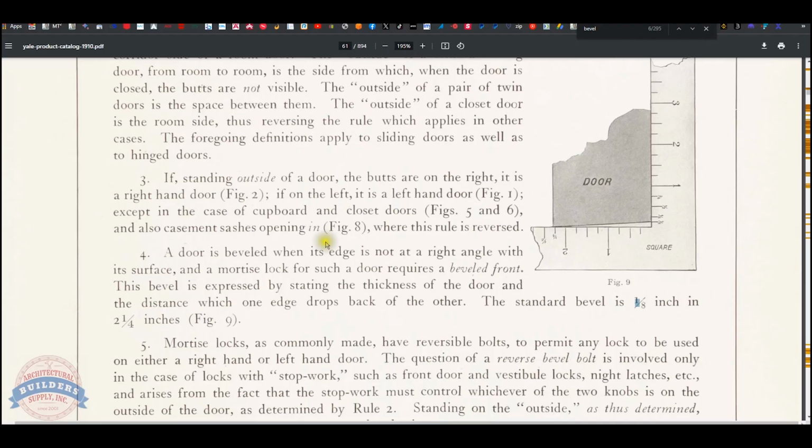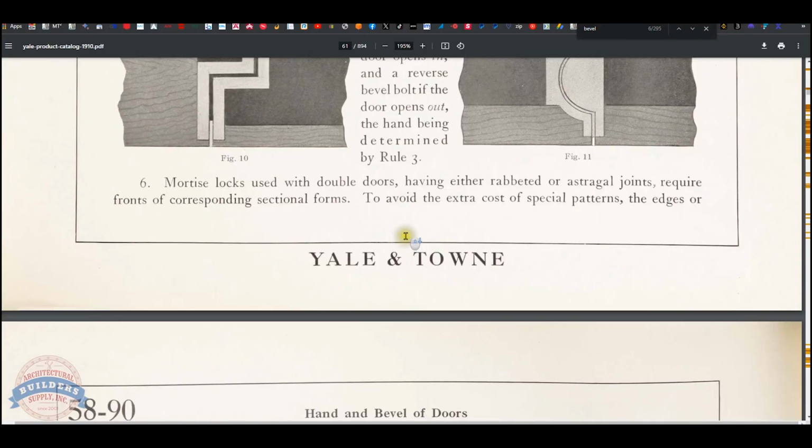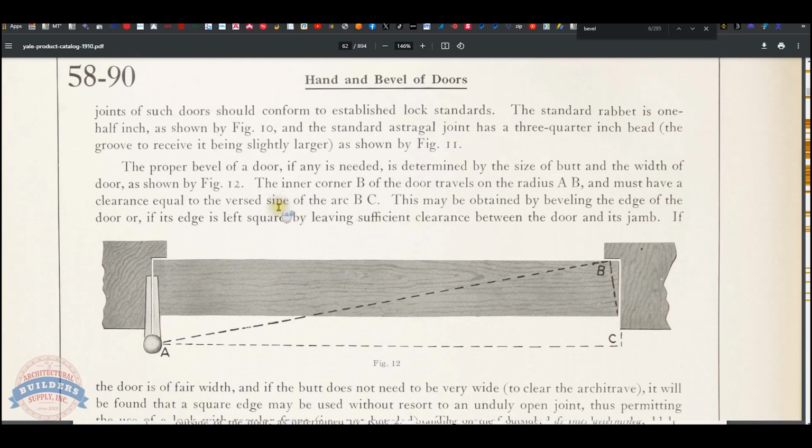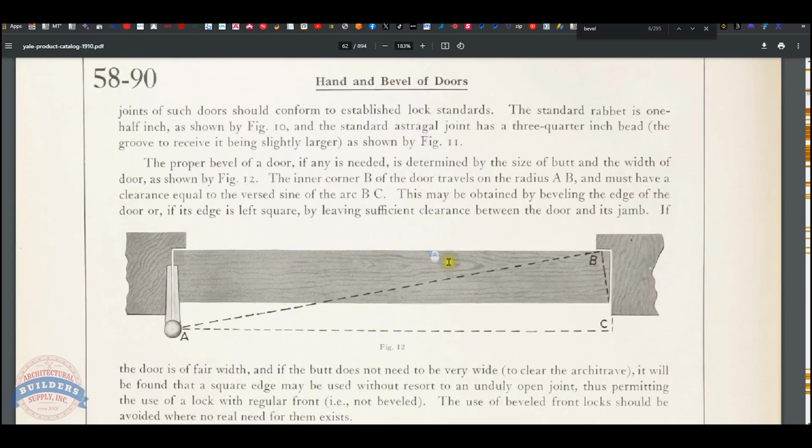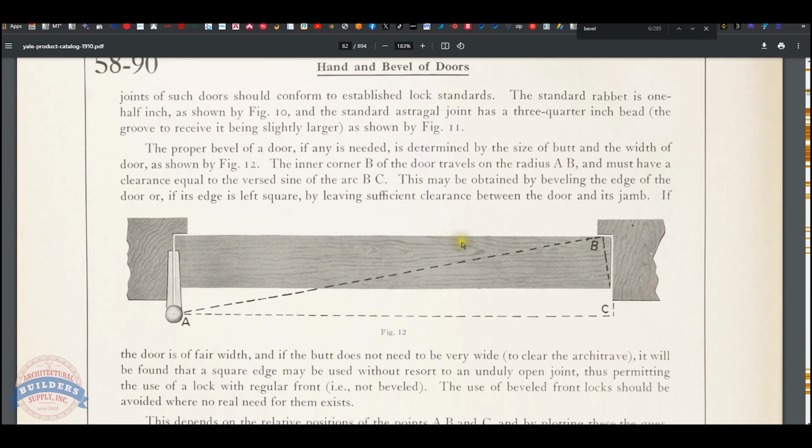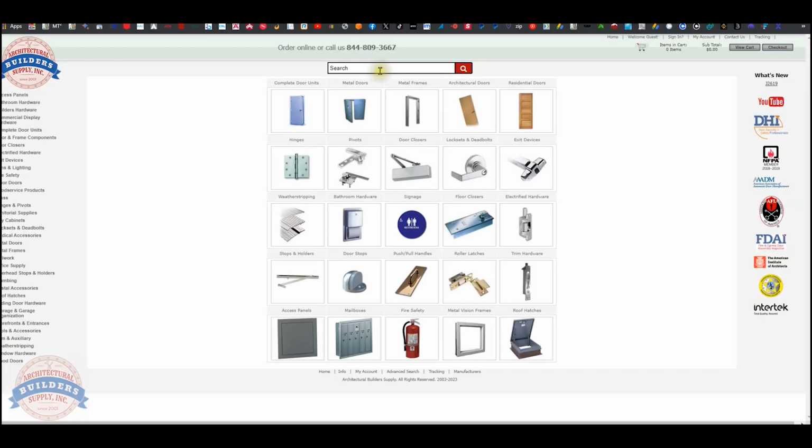Now, to really bake your noodle about this, in 1910 they make some statements here. That is yet a different way to think about it. The proper bevel of a door, if any is needed, is determined by the size of the butt, which means the width, because how far the hinge, the vertical axis of pivoting, is from the face of the door really matters. And let me show you what really matters means.